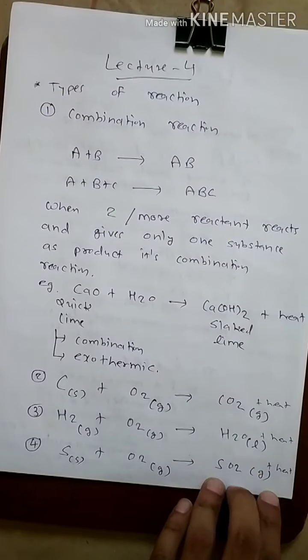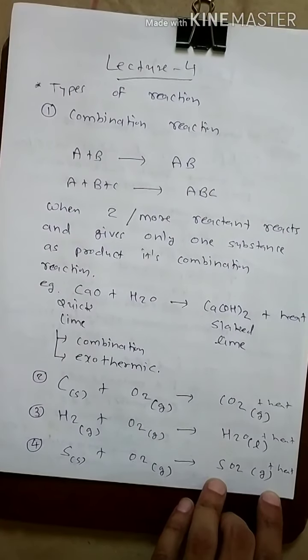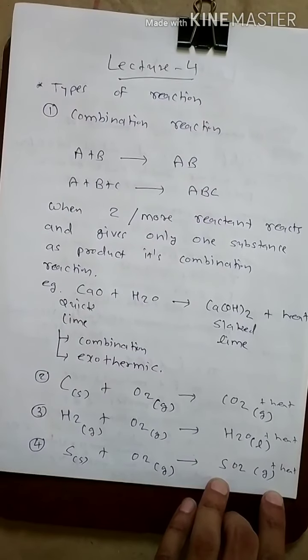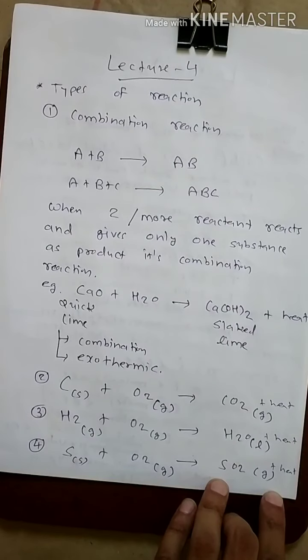Welcome to video number 4, chapter 2, chapter 1 series. Now in this video we are going to discuss types of reaction. In the previous video we learned about how to write a chemical reaction and how to balance that chemical reaction. Now there are a few types of chemical reaction.